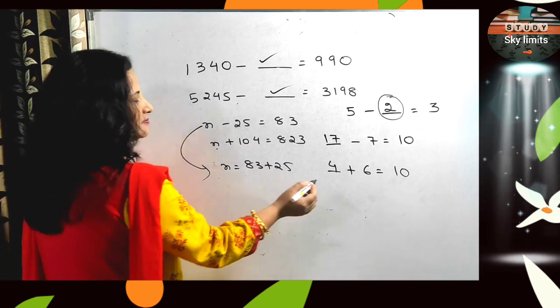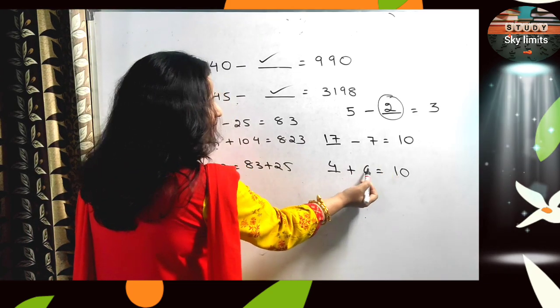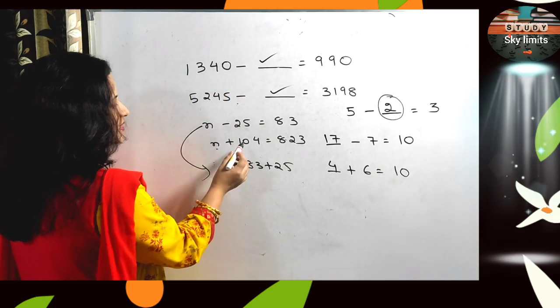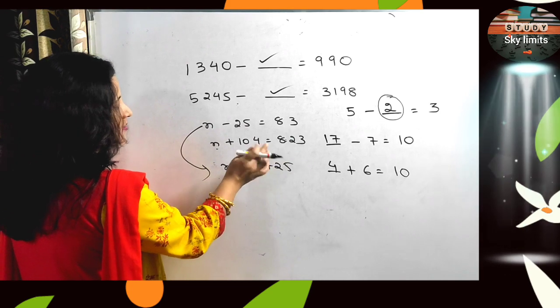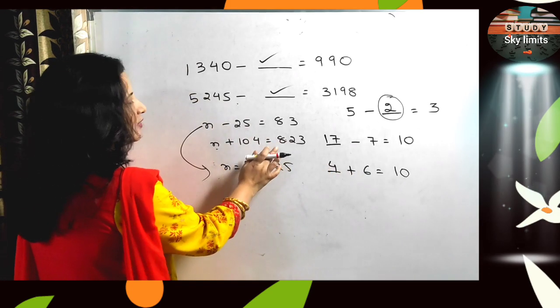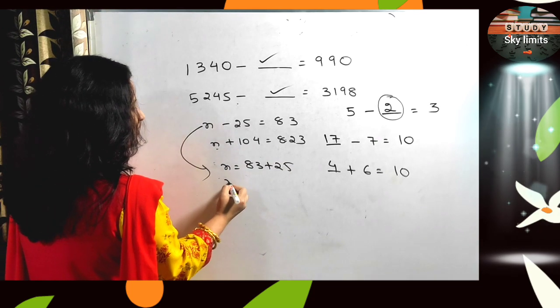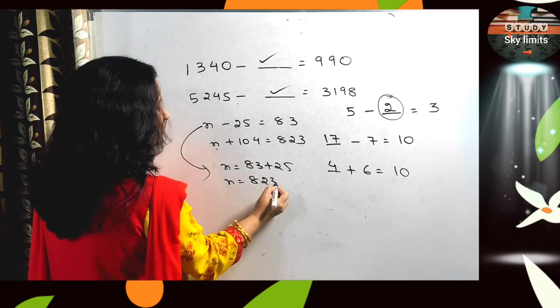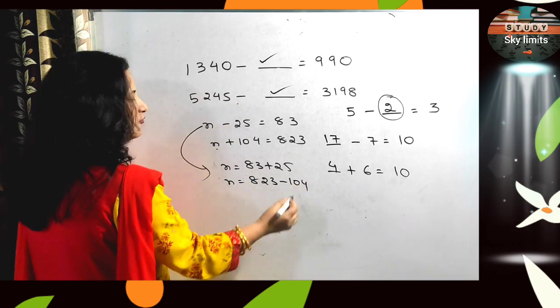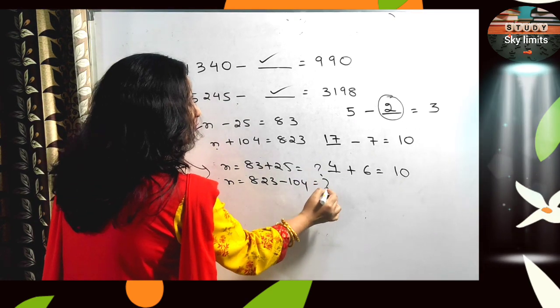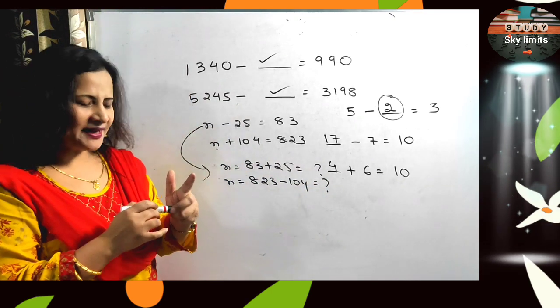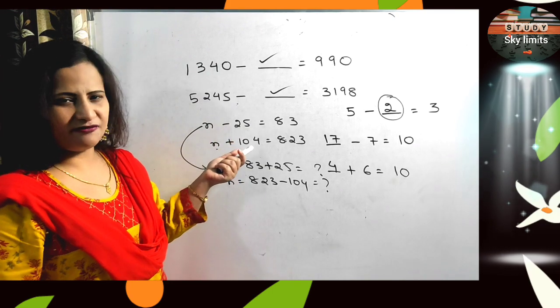So in this case, you are subtracting the answer minus the subtrahend, sorry, not subtrahend here. Here also, answer minus the given number. So in this case, n will be equal to 823 minus 104, and you can find the answers for both. I think the idea is very clear. So when you get questions like this, don't get confused. Okay.